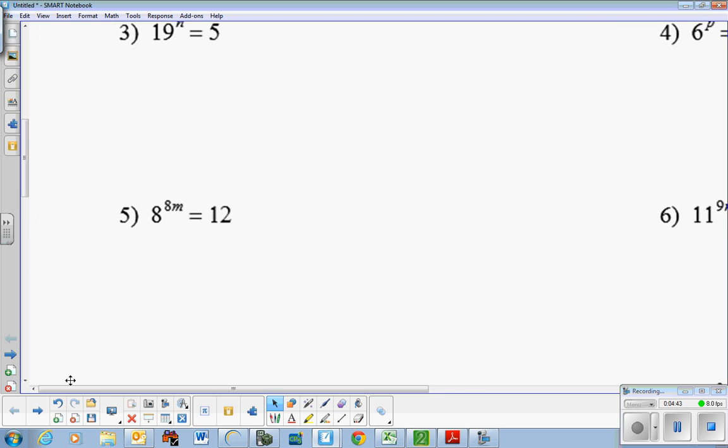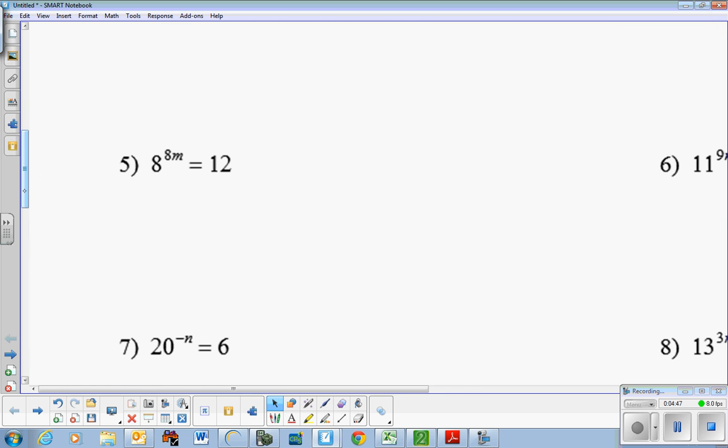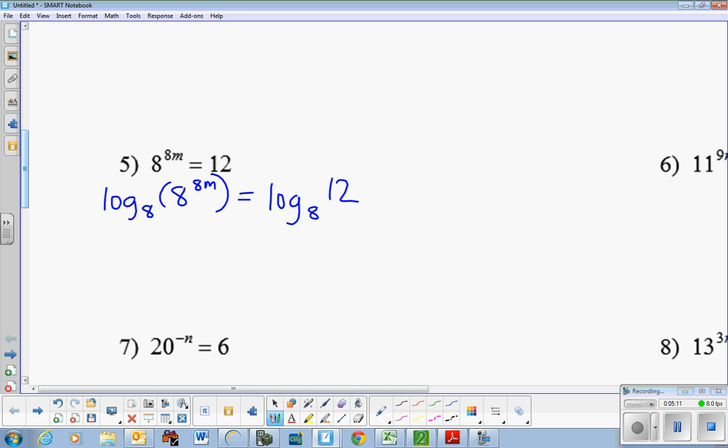Let's just take a look at number 5. On number 5, our exponential expression, 8 to the 8m, it's already by itself. I don't need to move anything over yet because I just have my exponential. So I'm going to log base 8 both sides. Okay, on the left, that leaves me with just 8m. And on the right, log base 8 of 12.